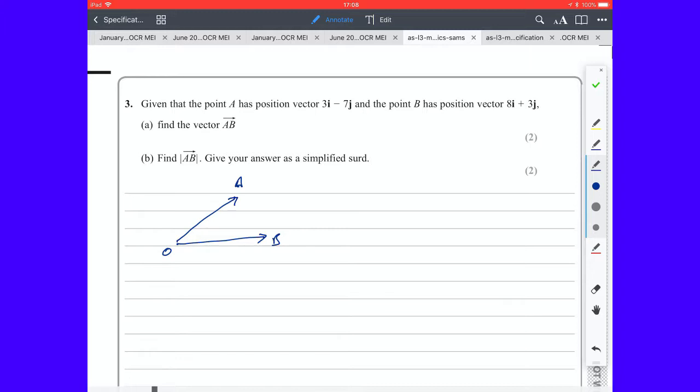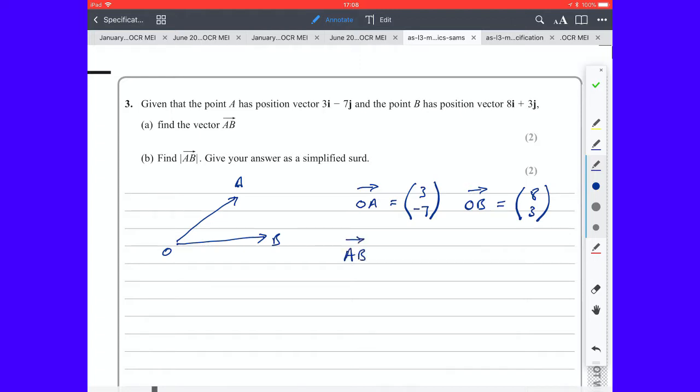Well, let's write down what we've got. We've got OA, the position vector of A, is equal to 3i minus 7j. Well, I prefer to write those as column vectors, 3 minus 7. And OB is equal to 8i plus 3j. So that's 8 and 3. And we've been asked to find the vector AB.